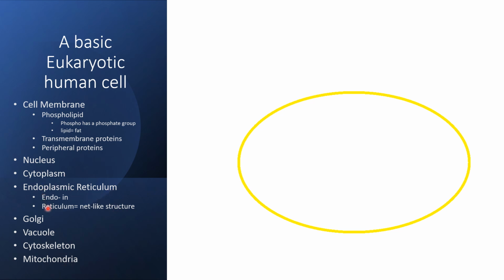Now, if you look at this, endo means inside, reticulum is a net-like structure. So endoplasmic reticulum is an inside net-like structure, which you're going to see in the cell in a little bit. We do have Golgi, vacuoles, cyto, which usually means cell, and skeleton, what gives you structure. So a cytoskeleton is proteins that give cells a structure, and we do have mitochondria.